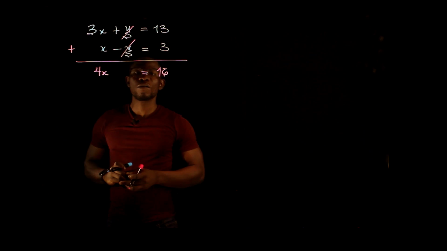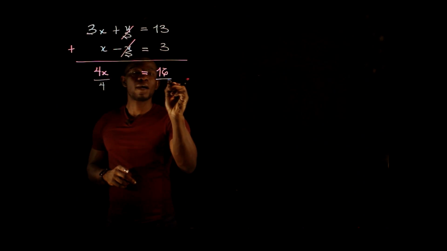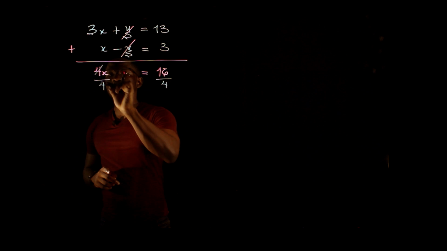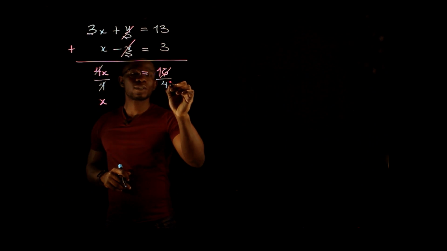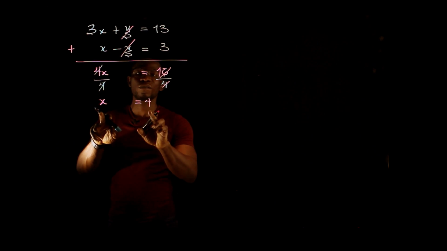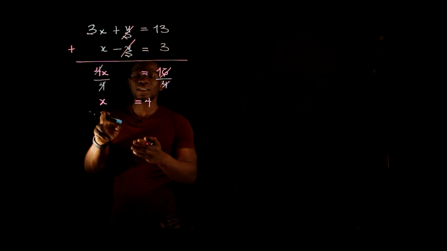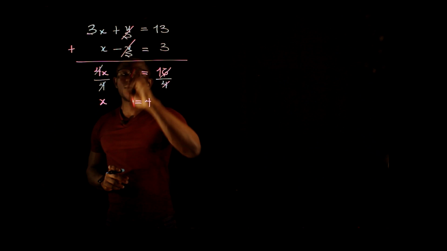So now we can solve, and we can solve simply by dividing both sides by 4, such that 4 cancels out 4 here, and we're left with x, and 16 cancels out 4 here, and we're left with 4. So x is equal to 4. So now that we have that x is equal to 4, we can now put x equals 4 into any one of our equations and get the value of y.